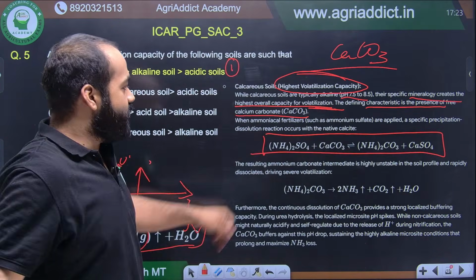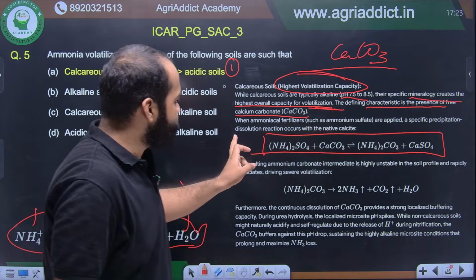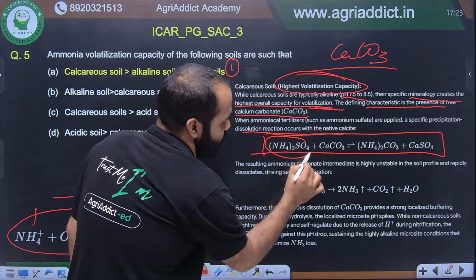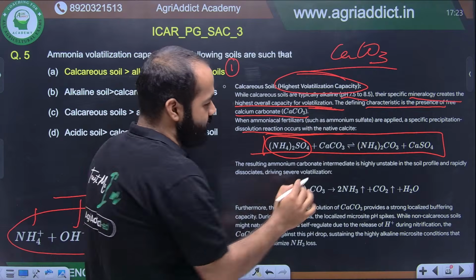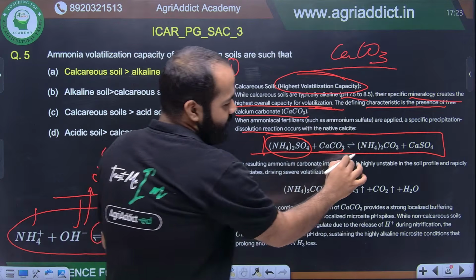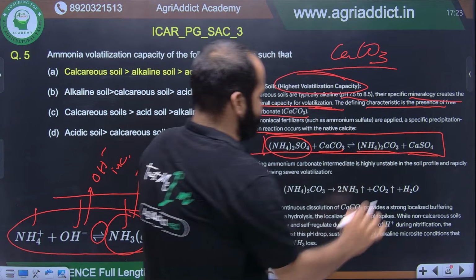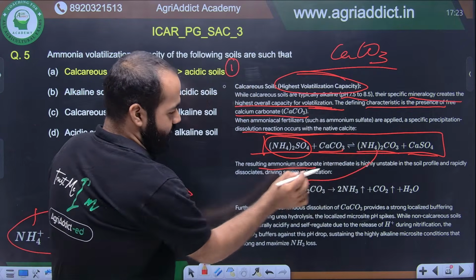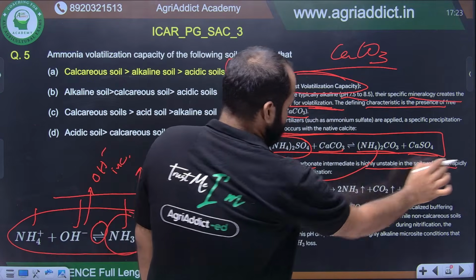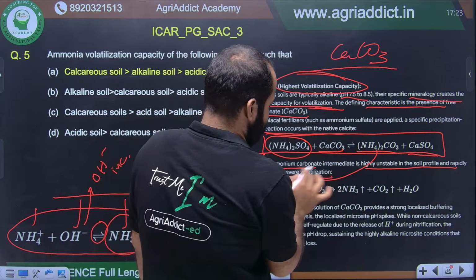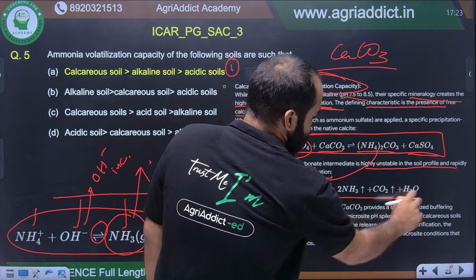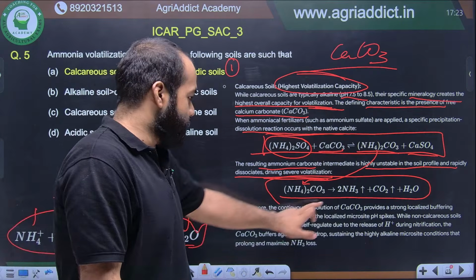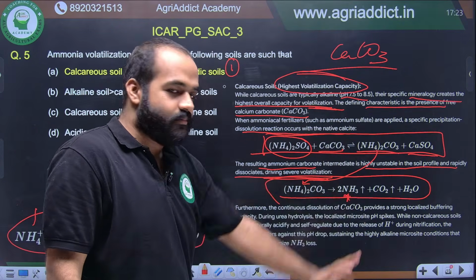All right. When ammoniacal fertilizers are applied, a specific precipitation dissolution reaction occurs. ये अमोनियम सल्फेट है, अमोनियम सल्फेट फर्टिलाइजर हमने डाले कैलकेरियस सॉइल में, कैल्शियम कार्बोनेट के साथ वो रिएक्ट किया, it forms अमोनियम कार्बोनेट प्लस कैल्शियम सल्फेट. This resulting अमोनियम कार्बोनेट, ये जो अमोनियम कार्बोनेट यहाँ पे आया, this is highly unstable in the soil profile and rapidly dissociates, driving severe volatilization. This अमोनियम कार्बोनेट leads to huge amount of volatilization by means of this equation.